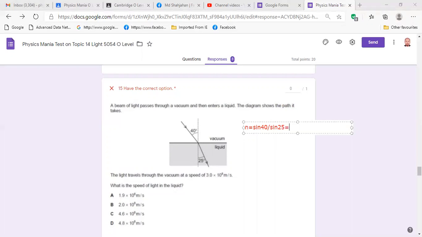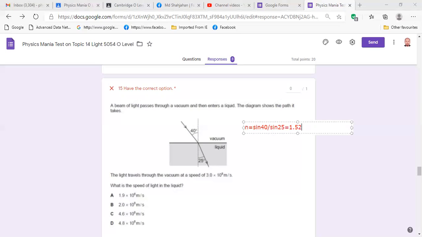1.5 only or 1.52? 1.52. Yes, 1.52. Okay. So this is your refractive index here. Now you can find the refractive index from the speed also, right? That is 3 into 10 to the power 8 divided by the other speed, right?